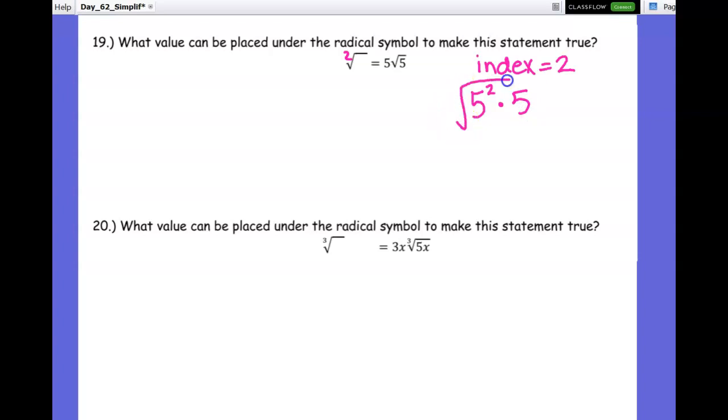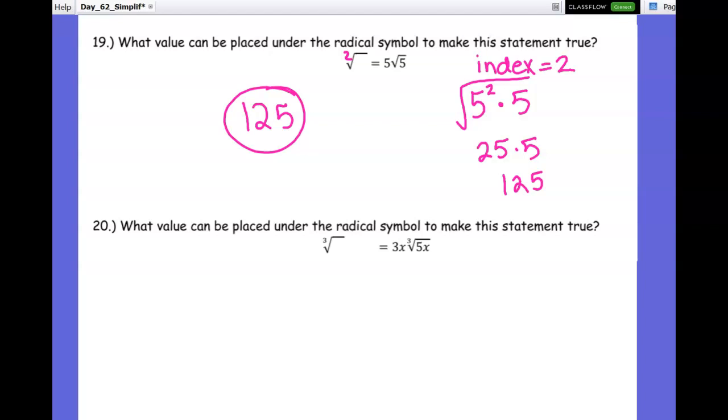So it's going to look something like that. 5 squared is 25. 25 times 5 is 125. So what goes inside of it would be the number 125. We wouldn't want to put the square root around 125. It's saying what value can be placed under the radical symbol.